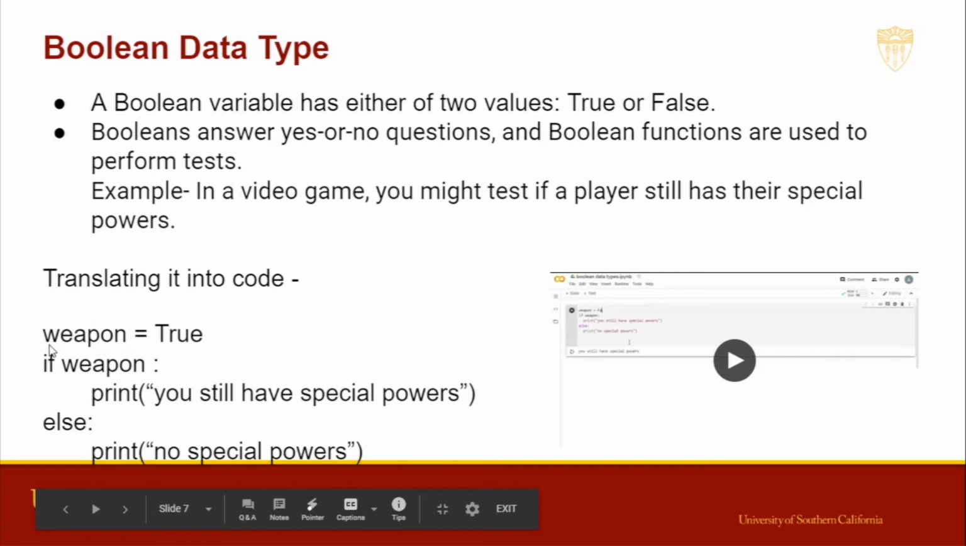There is a variable named weapon. For example, you have a special weapon and it is true, that is, you haven't used it as of yet. And if you still have it, then it means you still have your special powers. Else, you've used it and you do not have your special powers. Let's understand more in this video.